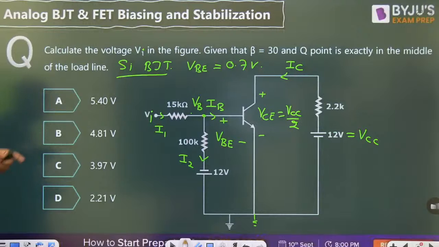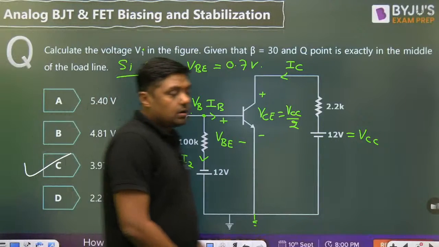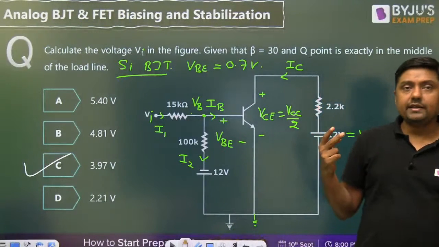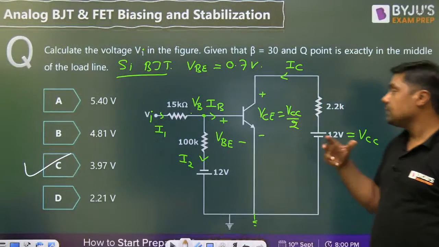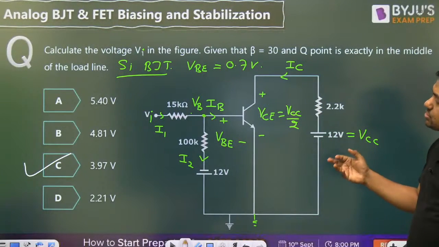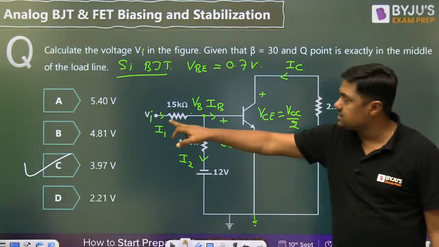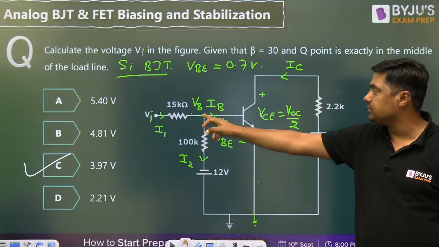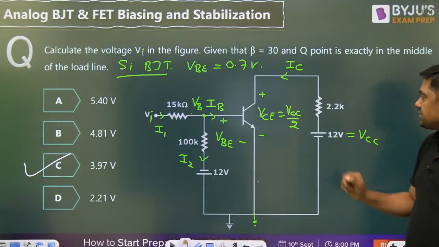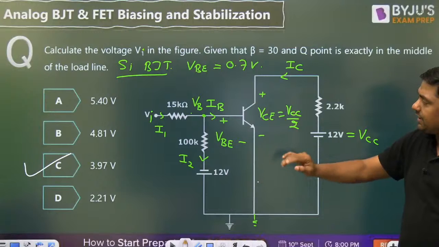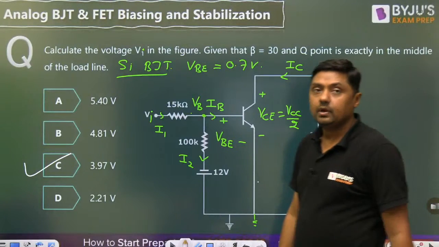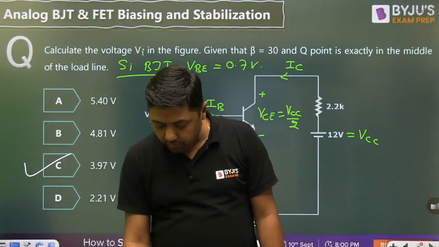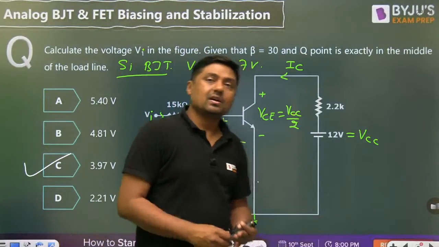Which answer is correct? 3.96 or 3.97? C is the answer for this one. It will be of 2 marks, right? Simply, no need to apply Thevenin's theorem and so on. Simply you can say that this is the I1, this is the I2. Remember that when one terminal is 0, VB is nothing but VB, VCE is nothing but VC. Get the value of IC, IB, and then you can find the value of VI. Okay then. That is a very, very important question. I think it is easy.